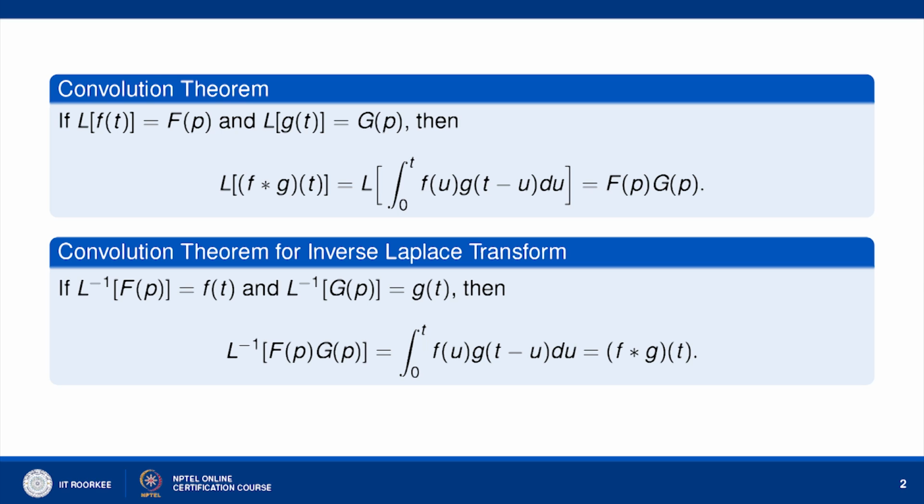Now, if the Laplace inverse of F(p) is f(t) and the Laplace inverse of G(p) is g(t), then the Laplace inverse of F(p) into G(p), which is the product of two functions of p, is nothing but the convolution of f and g, that is, integral 0 to t f(u) g(t minus u) du. That is directly from the convolution theorem itself.